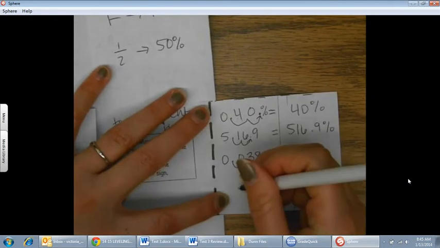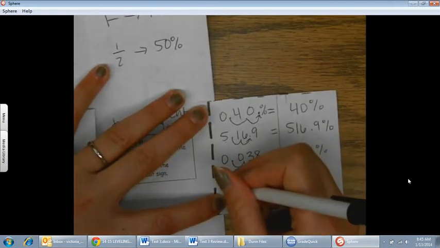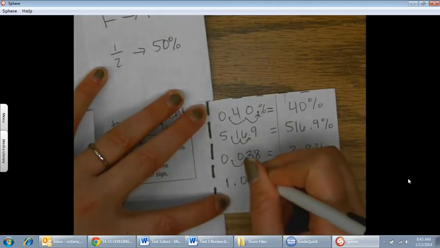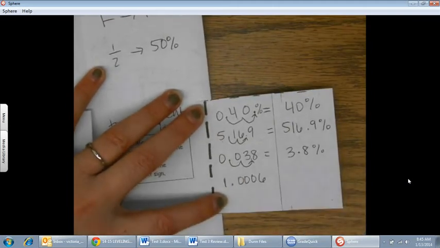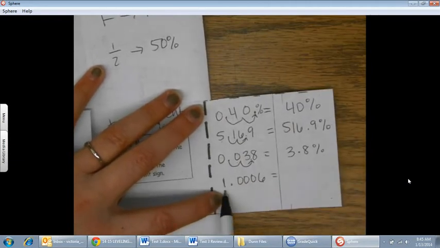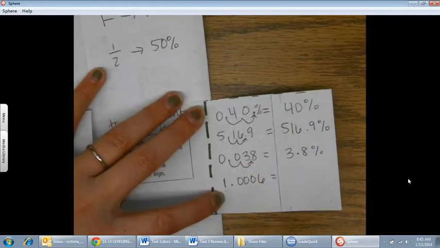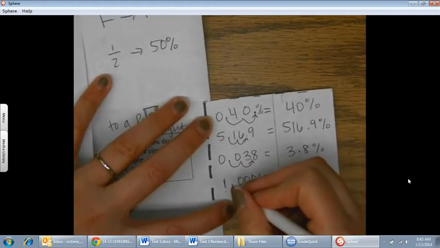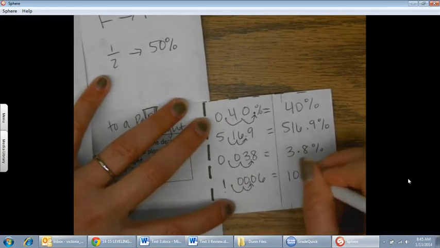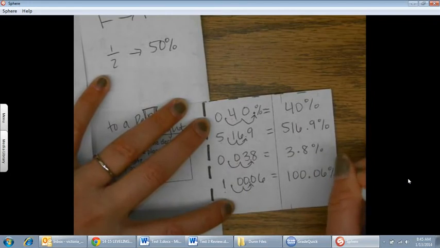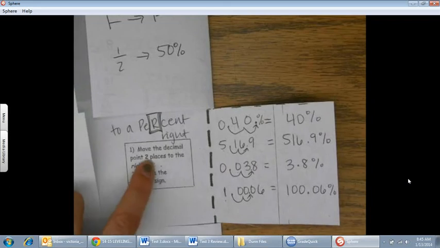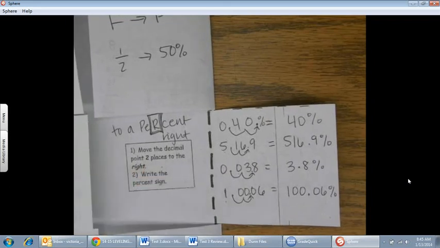And then the last one for this conversion is 1.0006. Now, even though it looks kind of complicated, you know that there's only one hole, so it's going to be around 100%. Again, we move the decimal place 1, 2, and you're going to get 100.06%. So again, pretty easy. You just have to know, since you're going to a percent, you need to go to the right.